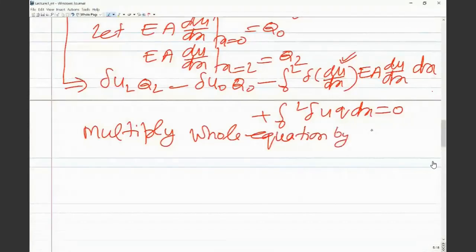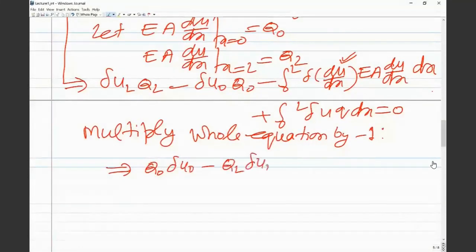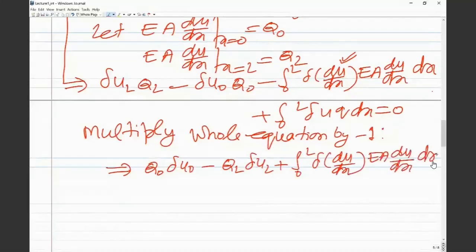by -1. And if you do that, the resulting expression is going to be q naught into delta u naught minus qL into delta uL, plus integration 0 to L delta of du by dx into EA into du by dx dx, and minus integration 0 to L delta u q dx is equal to 0.